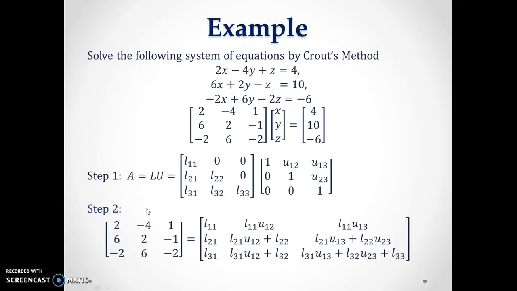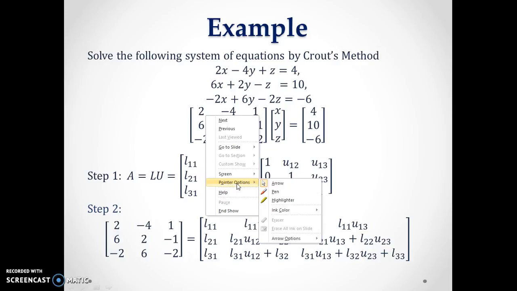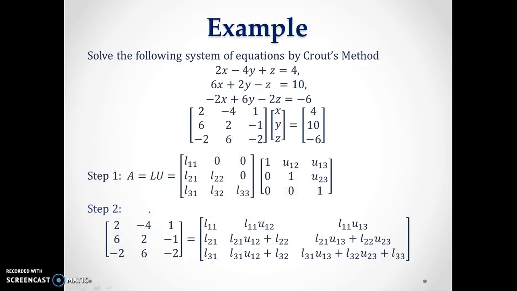As step 2, which I explained in the earlier video, we write the elements of the matrix A here. I'm writing A in the expanded form, and then we perform the matrix multiplication on the right-hand side. Next we equate these two matrices, and since they are equal, their corresponding entries must be equal. That means 2 must be equal to L11, minus 4 must be equal to L11 into U12, and 1 must be equal to L11 into U13.